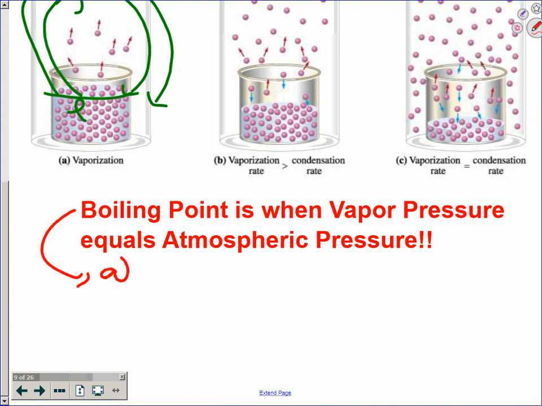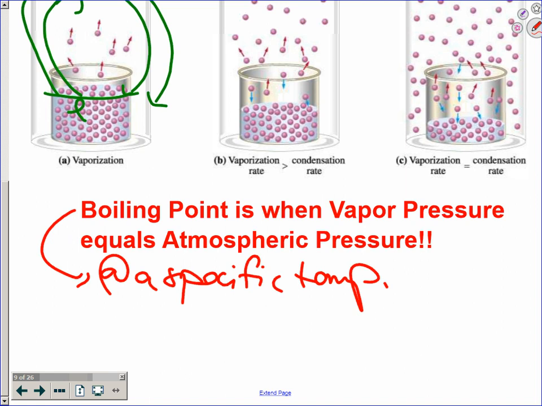so at a specific temp, what's that temperature specifically at our atmospheric level for water? What's the temperature that water boils at our atmospheric pressure?